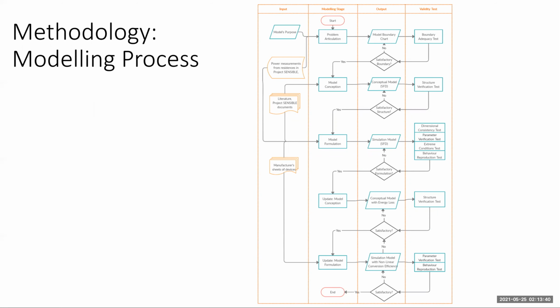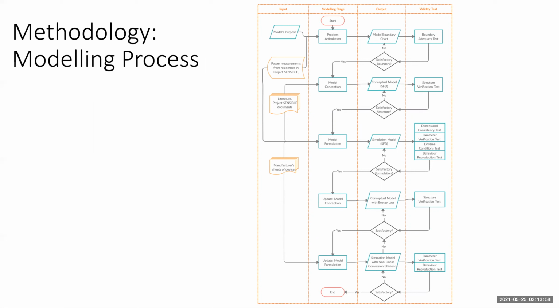The modeling process looks like a serpent going through the 4 columns. But what is important are the 4 columns. The first column is the input sources. The second is the modeling stage. The third is the output from the modeling stage. And the final column is the validity tests.